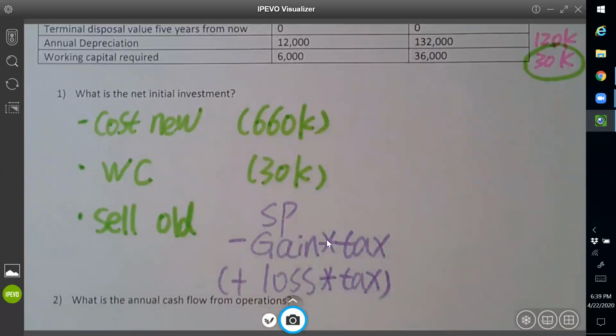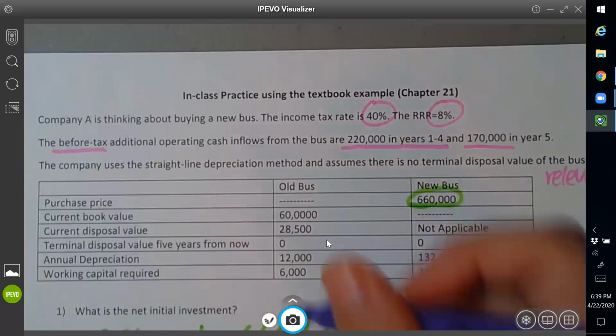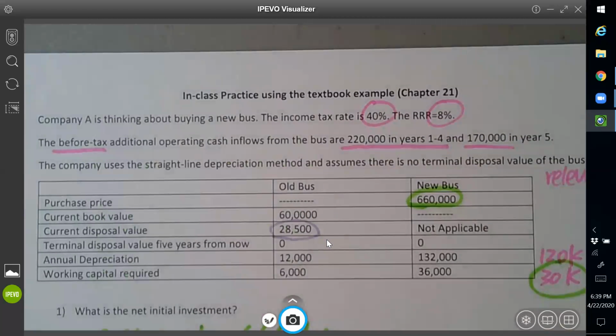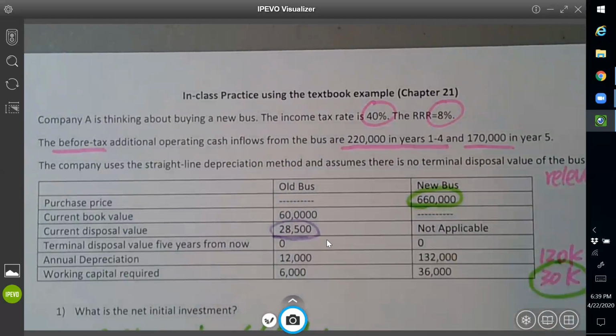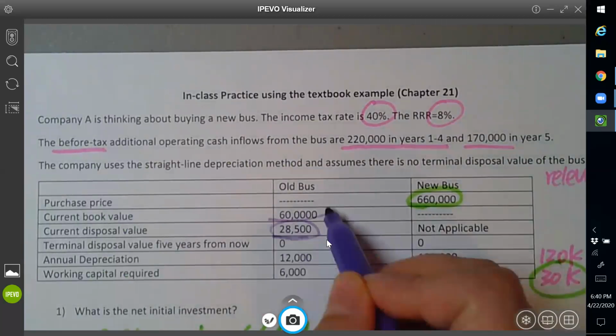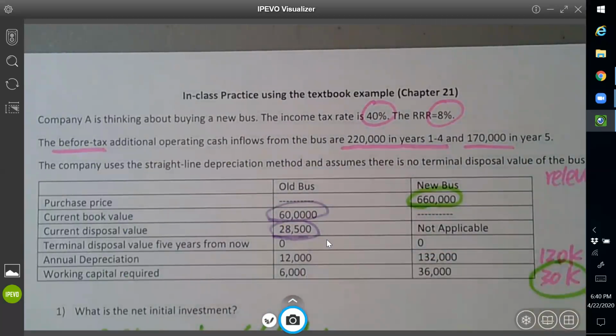Let's look at this question. Disposal value of the old one is 28,500. We assume you dispose of it by selling it. You know, you don't dump it in the trash. You sell it when you dispose of it. So our selling price is 28,500. Current book value is 60,000. Okay, how do you get the book value? Book value is your cost minus your cumulative depreciation. How do you get the cumulative depreciation? It's just depreciation expense times the years, right?